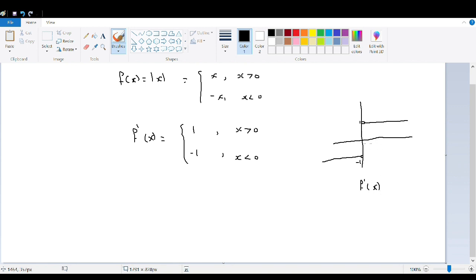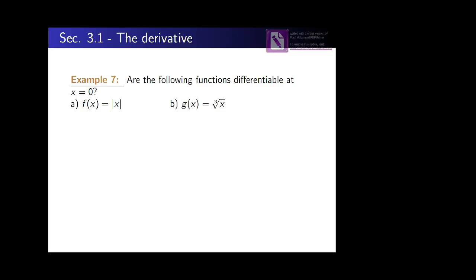This is the graph of f prime of x. So we have seen that at 0, the tangent line from the right will be equal to 1 and the tangent line from the left will be minus 1. Since the derivative does not exist, we conclude that this function is not differentiable at 0 because it has a corner at the point (0, 0). So part A: f of x equals the absolute value of x is not differentiable at the point 0 because it has a corner.